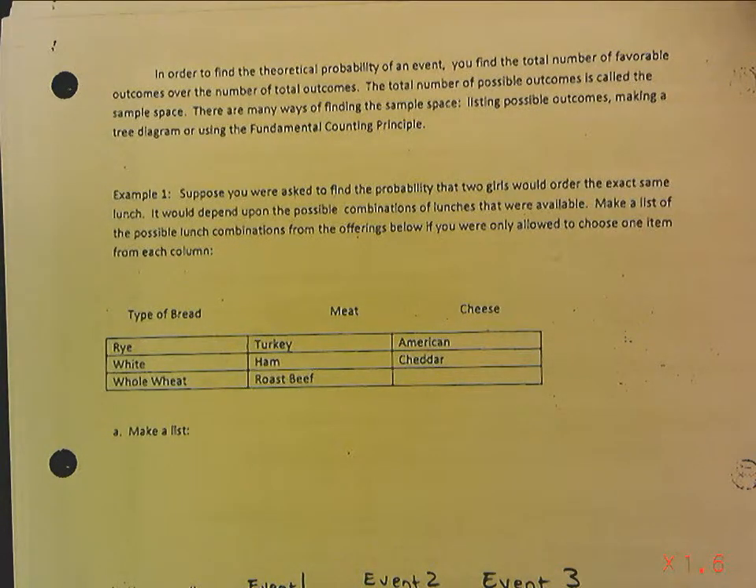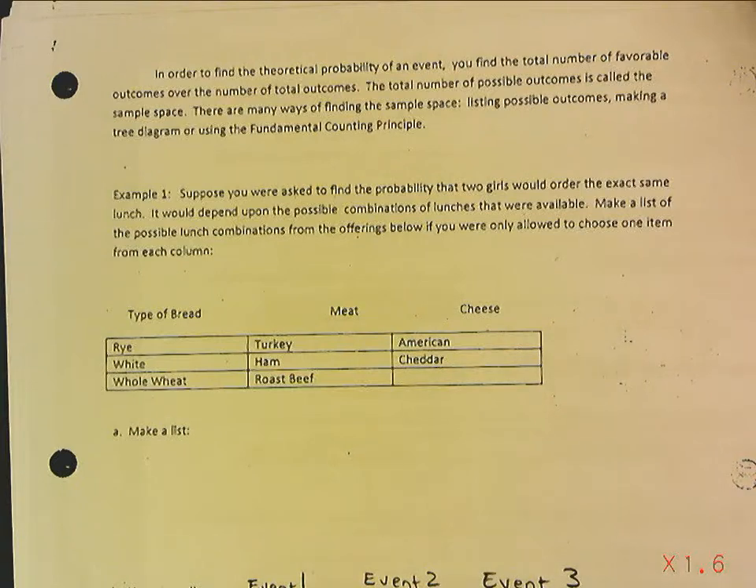Okay, so in order to find the theoretical probability of an event, you have to find the total number of favorable outcomes over the total number of possible outcomes. The total number of possible outcomes is called the sample space. And there are many different ways of finding the sample space, and that's what we're going to go over today. One way is to list possible outcomes, another is to make a tree diagram, and the other is to use the fundamental counting principle. And that's what today's lesson is about.